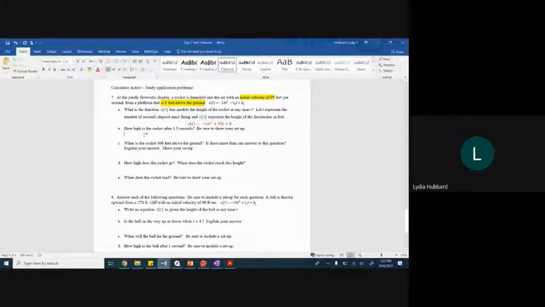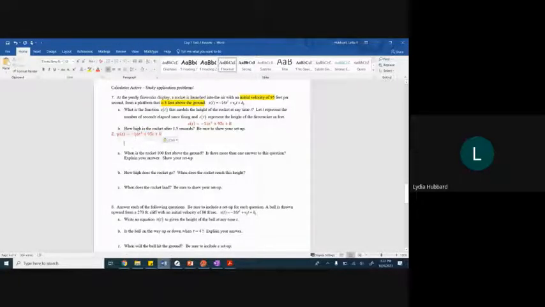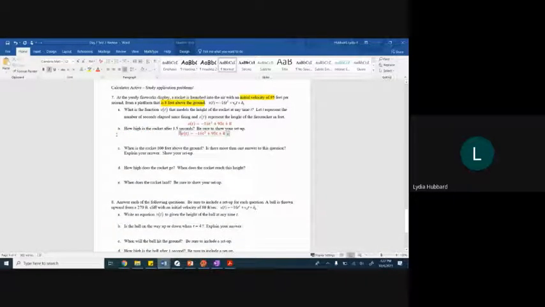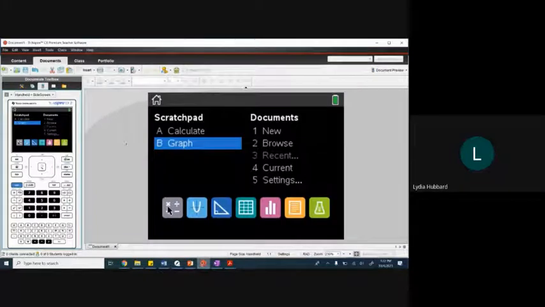So the next thing it says is how high is the rocket after 1.5 seconds? So be sure to show your setup. So we're going to take that equation we just wrote, and we're going to use it here. But instead of t, we're going to plug in 1.5 because we're looking for what is the height at 1.5 seconds. So everywhere we see a t, we're going to plug in that 1.5. So now it sounds like a good time to jump over to our calculator. So we'll go over to our little calculator.